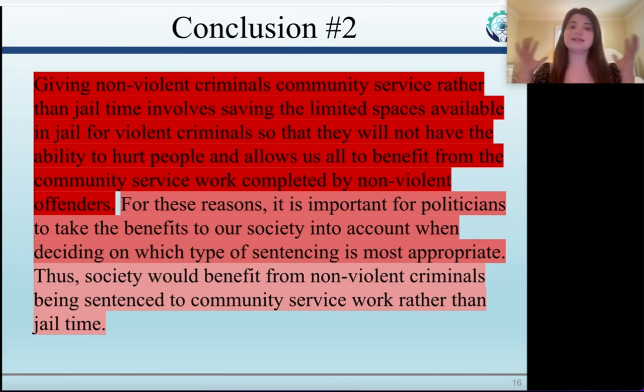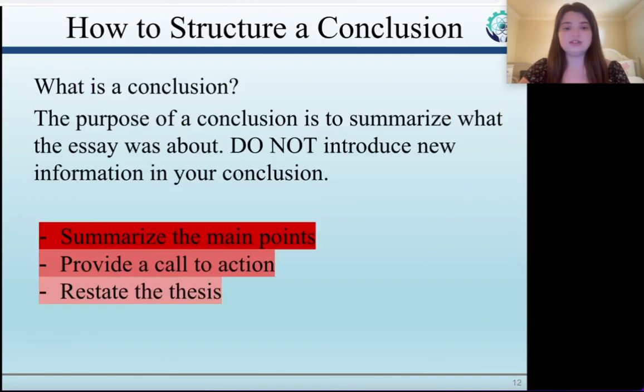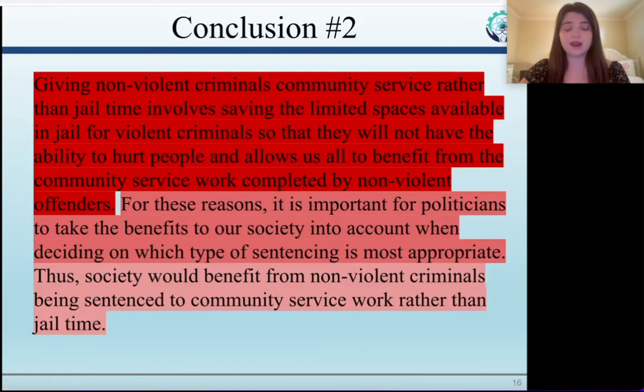So there we go. That's a nice summary of what the essay was about without going into tons of detail, right? Because this is a conclusion, not the main body paragraph. And then what's our next thing we need to do? We need to provide a call to action. So who are we talking to, right? Who could benefit from hearing this message the most? Well, probably politicians or lawmakers, someone like that, right?